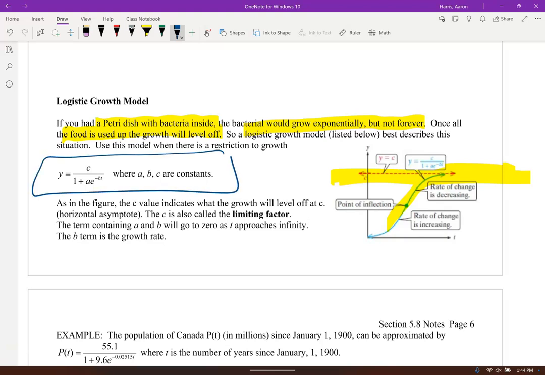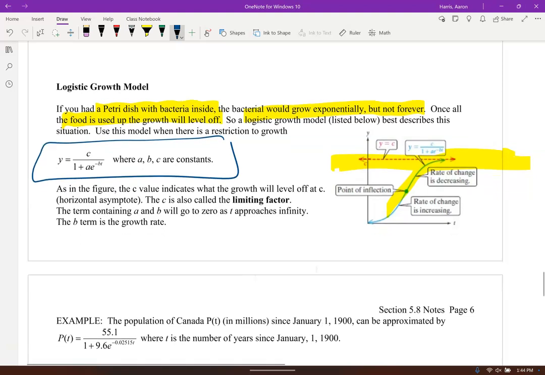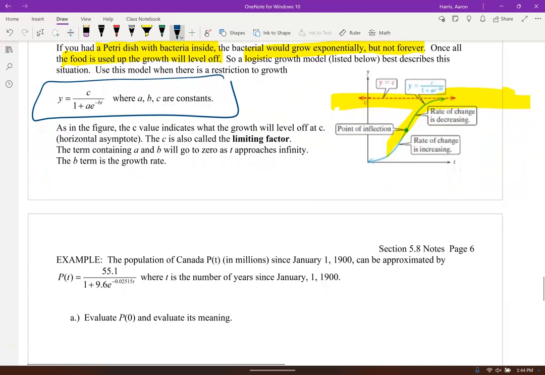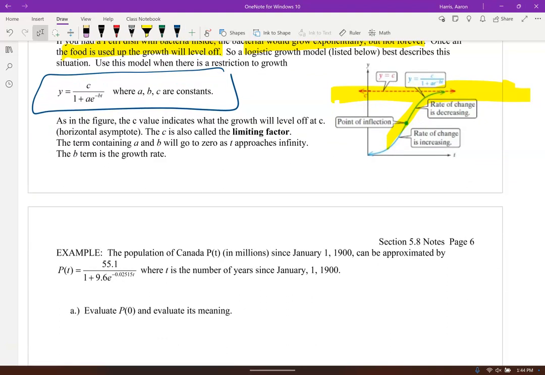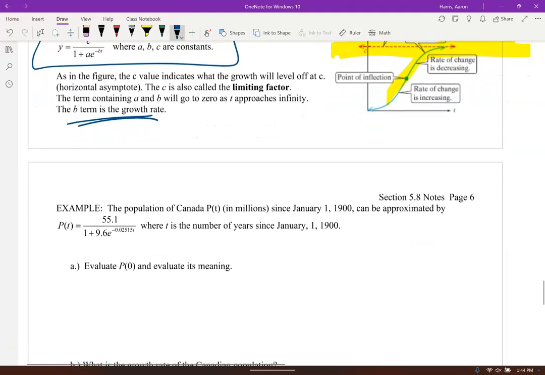A, B, C are constants, and the C value is what the growth will level off at. In other words, it's the horizontal asymptote, it's the limiting factor. Okay, and the term A will go to 0 as T approaches infinity, and B is our growth rate. Okay, so let's look at this first scenario.